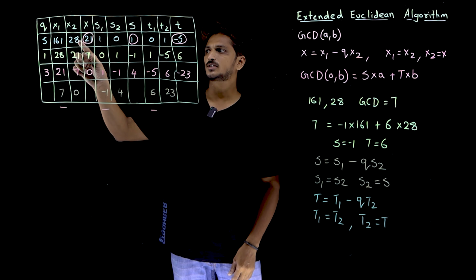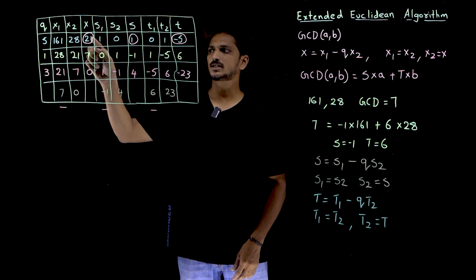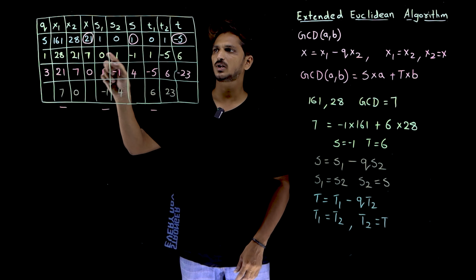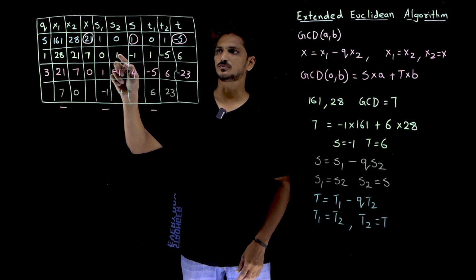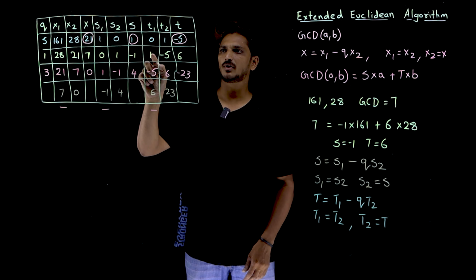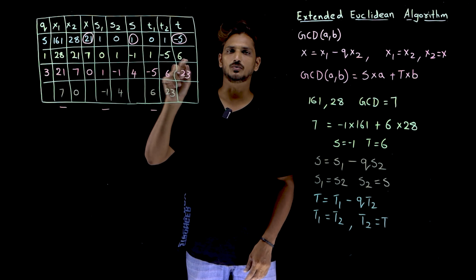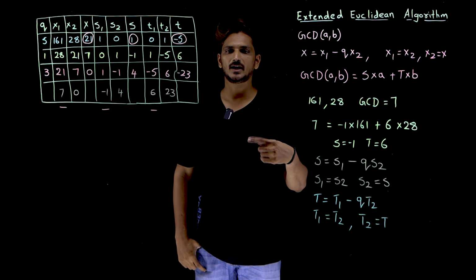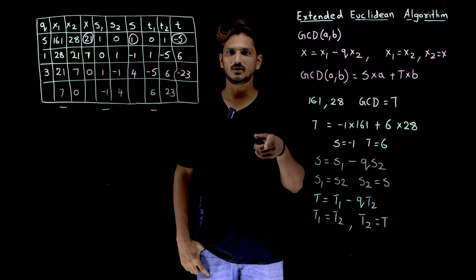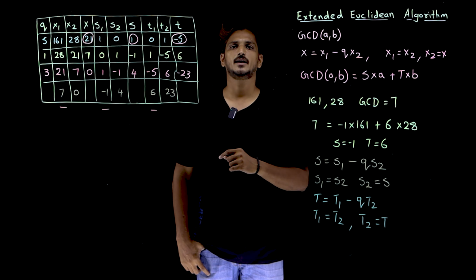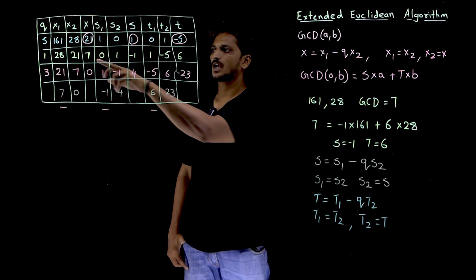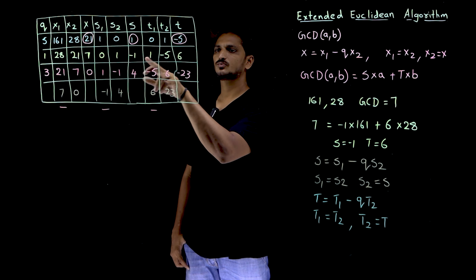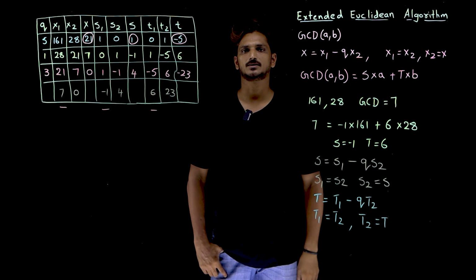Now X2 will become X1, X will become X2, S2 will become S1, S will become S2, T2 will become T1, T will become T2. Again apply these formulas. Again identify the S value, T value and X value. The second line, the X value is 7, S value is minus 1 and the T value is 6.